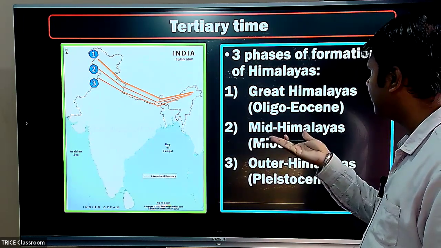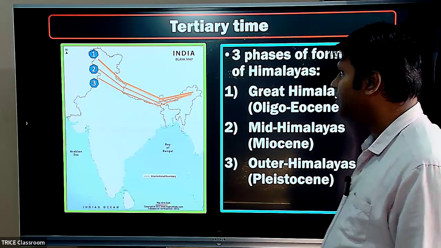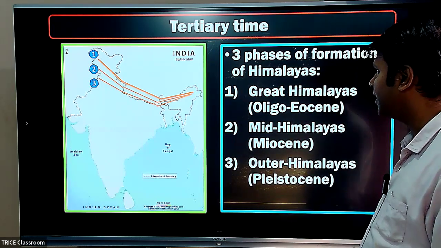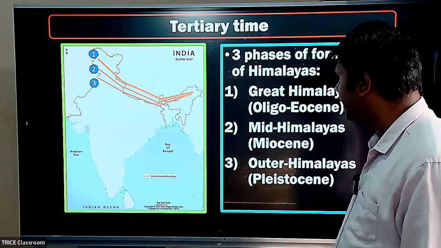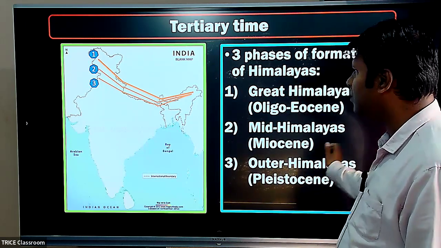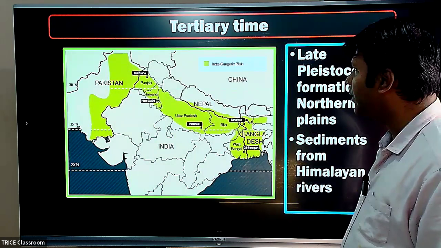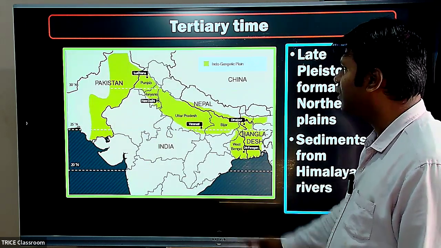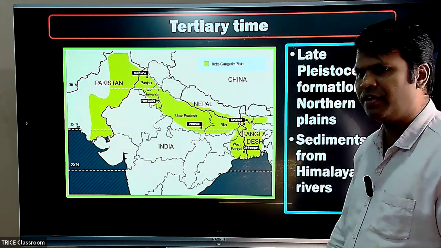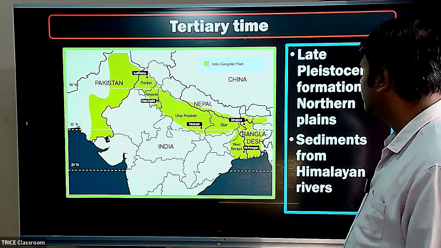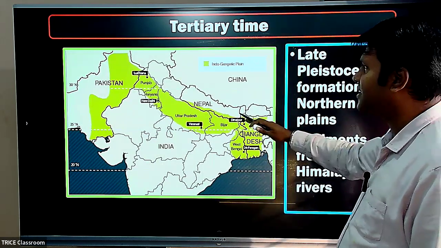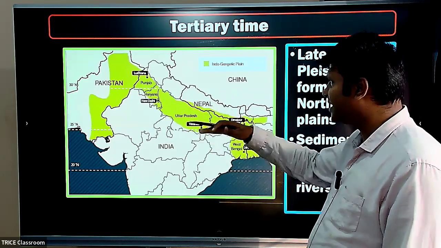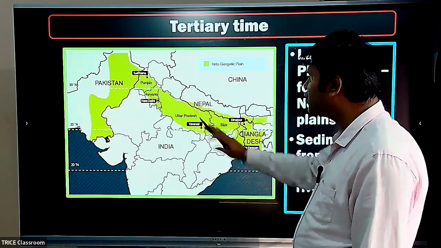Upliftment of the Greater Himalayas in the Oligo-Eocene period. Then the rivers that were flowing started depositing. Again, the Middle Himalayas also got uplifted. Then finally, the alluvial fans of the Greater and Middle Himalayas also got uplifted, and that's how the Shivaliks were formed. So today, this Indo-Gangetic plain that you see, the northern plains as we call them, is one of the fresh landforms that have come into existence in India. If you can understand, only after the Himalayas came that these northern plains appeared, isn't it? So all these alluvial deposits, the landmass that you see here, are of the most recent origin.